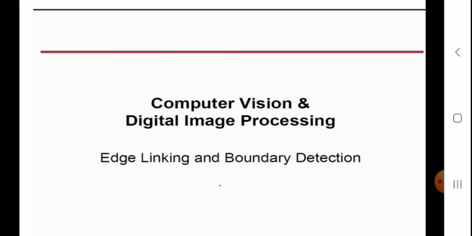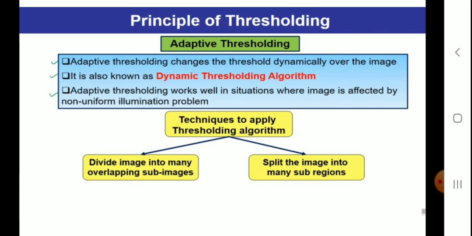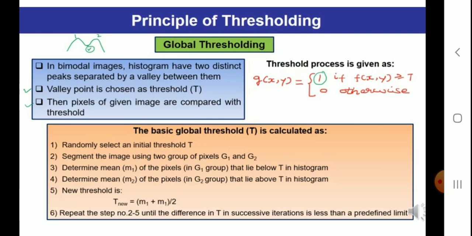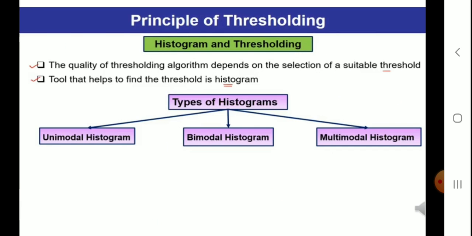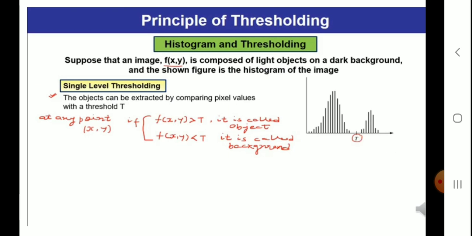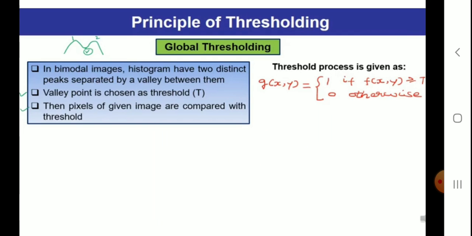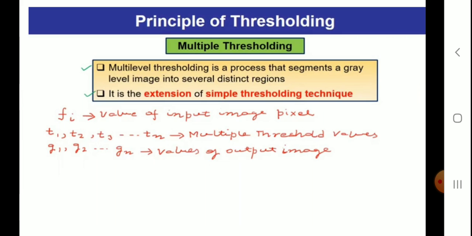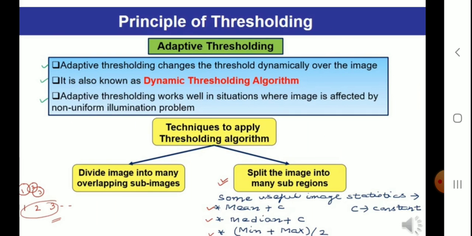So the next topic is edge linking and boundary detection. The thresholding concept is complete. Here we did the threshold. What is the meaning of threshold? How is the histogram concept to be used in case of thresholding? Then we discussed the types: single level thresholding, multi level thresholding, global thresholding, and multiple thresholding, and the last one is adaptive thresholding.